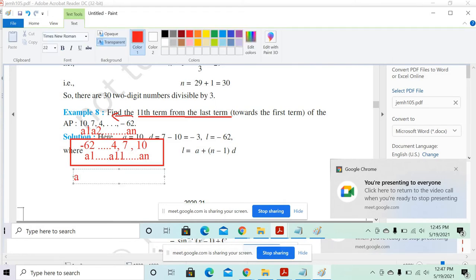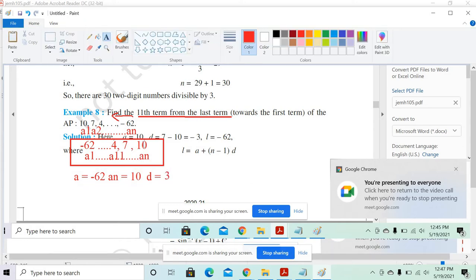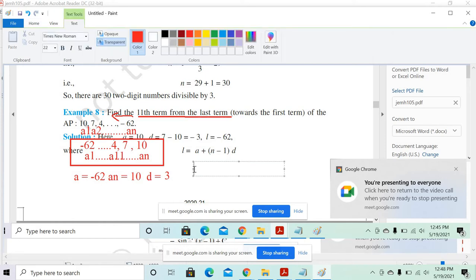Now let's see. First term A is equal to minus 62. A of n is equal to 10. And common difference will be equal to what? 7 minus 4 or 10 minus 7? Common difference 3. So apply the formula. No, first you get the total number of terms... No, I think you already got the first term and the common difference. You need to find the 11th term. You can directly apply the 11th term formula now.